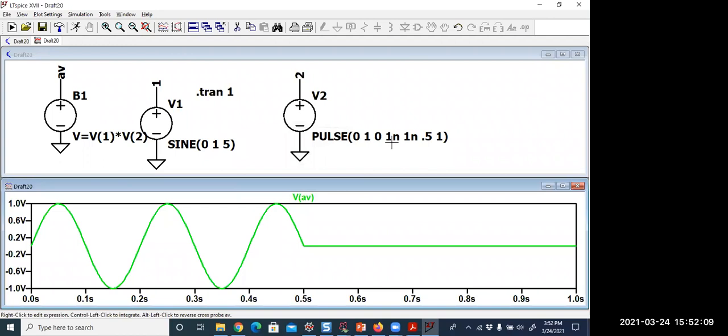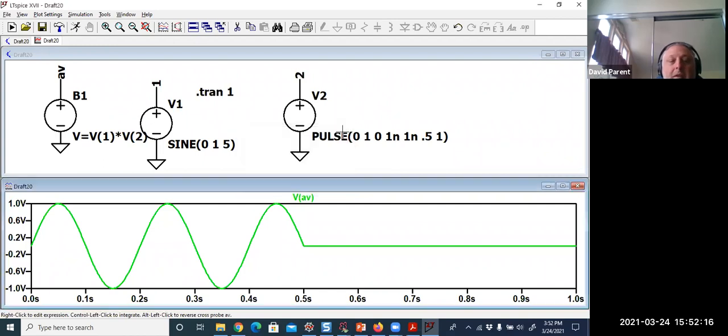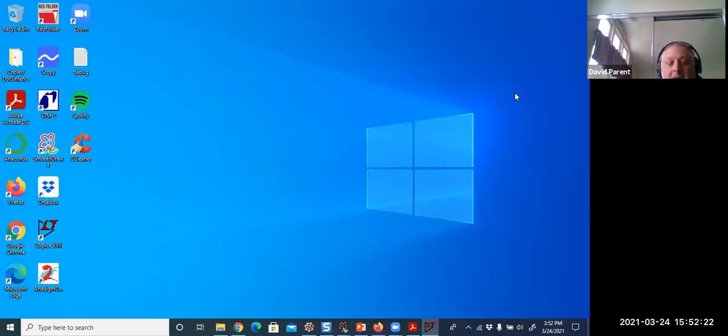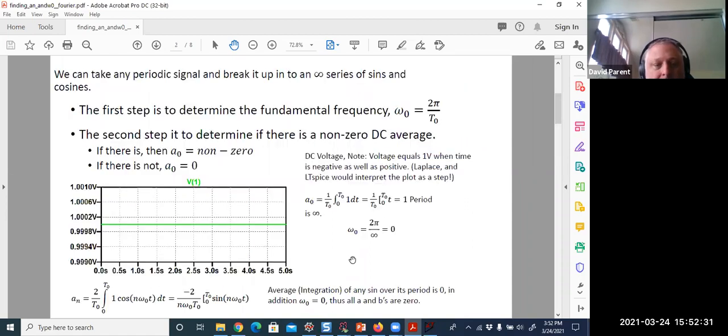How did you get the average voltage? Oh, sorry, it's just control left click. Okay, so that's just a rough idea of what we're doing right now, doing it numerically.